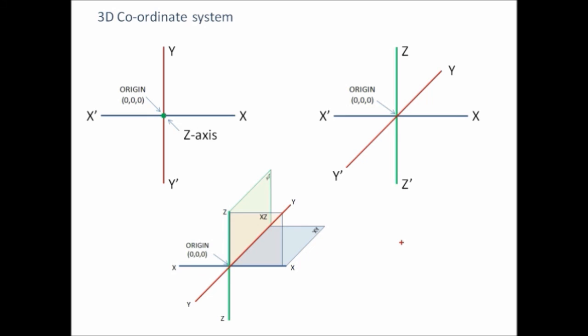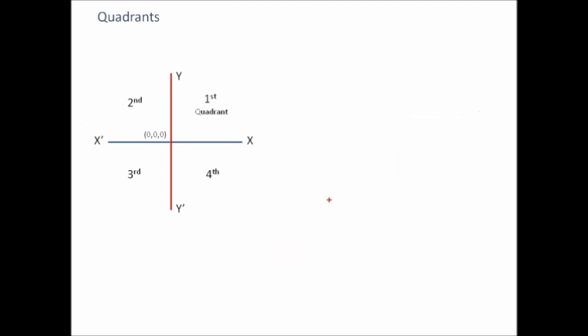Till now, we have talked about 2D coordinate system and 3D coordinate system. Now, let's move further. Quadrants. Now, we will understand the quadrants. As we know, x-axis and y-axis are mutually perpendicular and they define four quadrants like this. These quadrants are called first quadrant, second quadrant, third quadrant, and fourth quadrant.